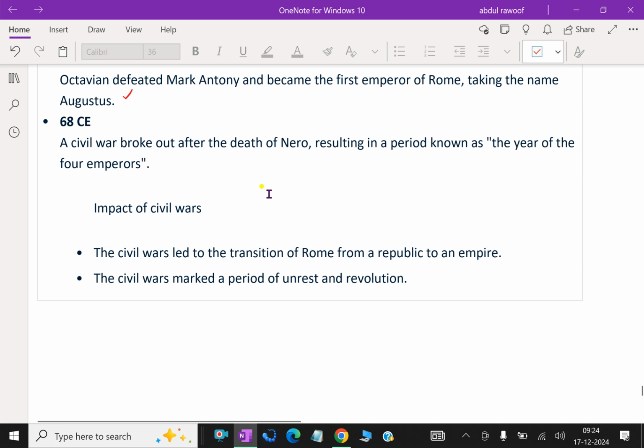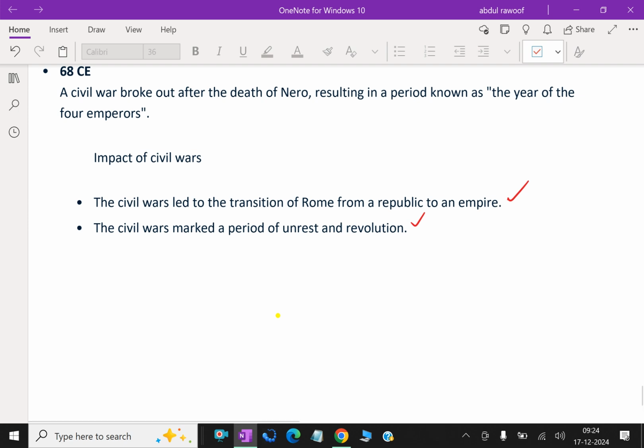The impact of the civil wars. The civil wars led to the transition of Rome from a republic to an empire. The civil wars marked a period of unrest and revolution. Now, let us discuss about wars further.